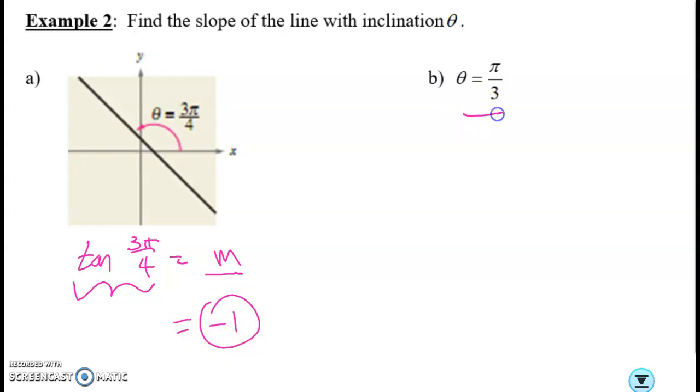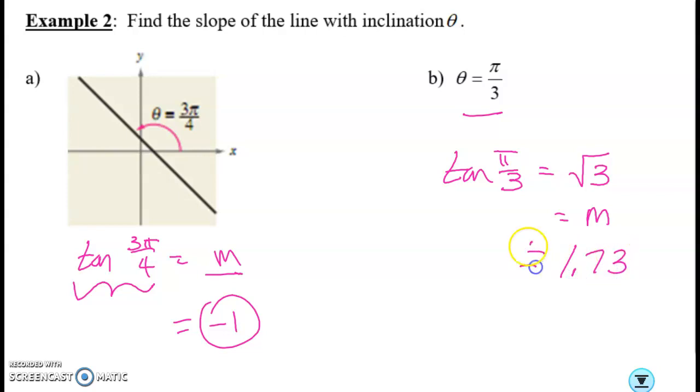And if I give you an angle of pi over 3, you know that the tangent of pi over 3 is equal to the square root of 3. And so the square root of 3 would be the slope of the line. The square root of 3, on my calculator, is about 1.73. So that would be approximately the slope of the line.